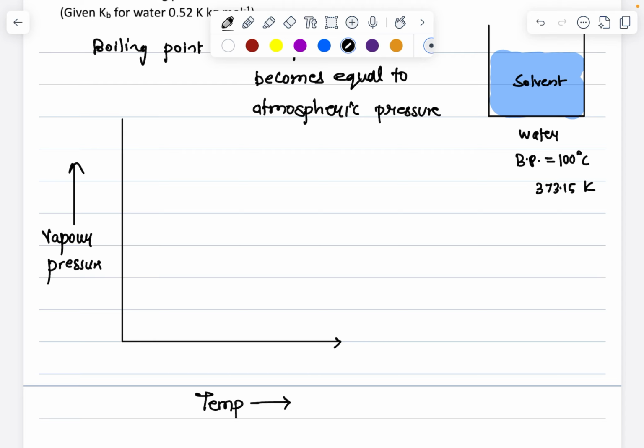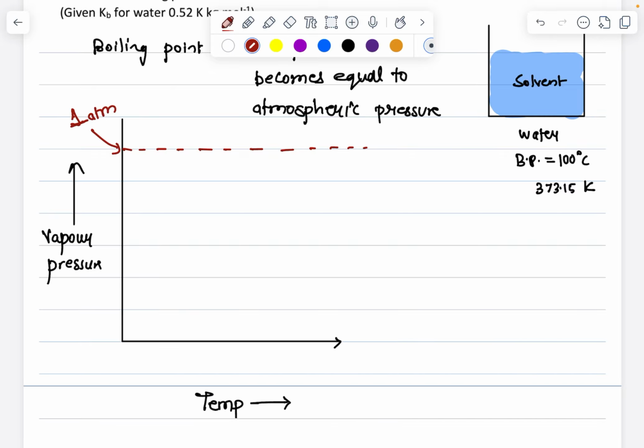Okay, I'll just show that. I'll write over here, this level I am writing the dotted. This vapor pressure, this value is 1 atmosphere, which is atmospheric pressure.